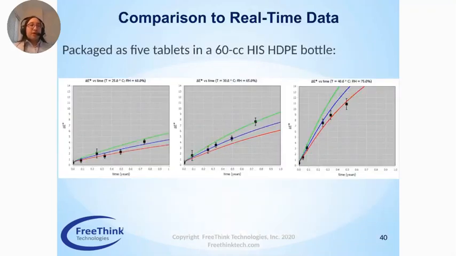So the real-time data over 9 months for 5 tablets in a 60 cc HDPE bottle. You can see again, we have a pretty good match between the experimental data and the model predictions at 25/60, 30/65, and 40/75. And you remember the model predictions said that the tablets would be failing on color after 6 months at 40/75, and that's the case here. You see the delta E star here is about 11, passing our specification limit of 10.